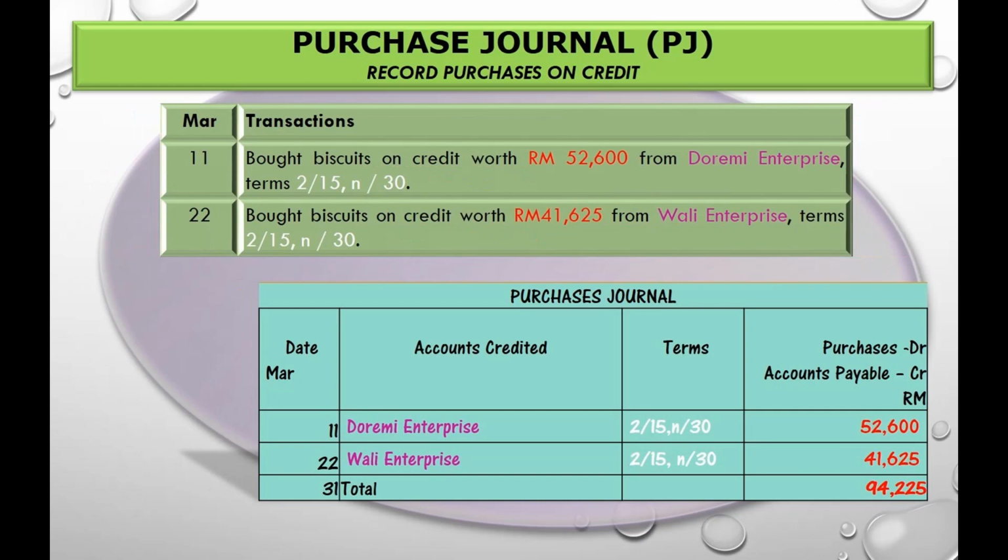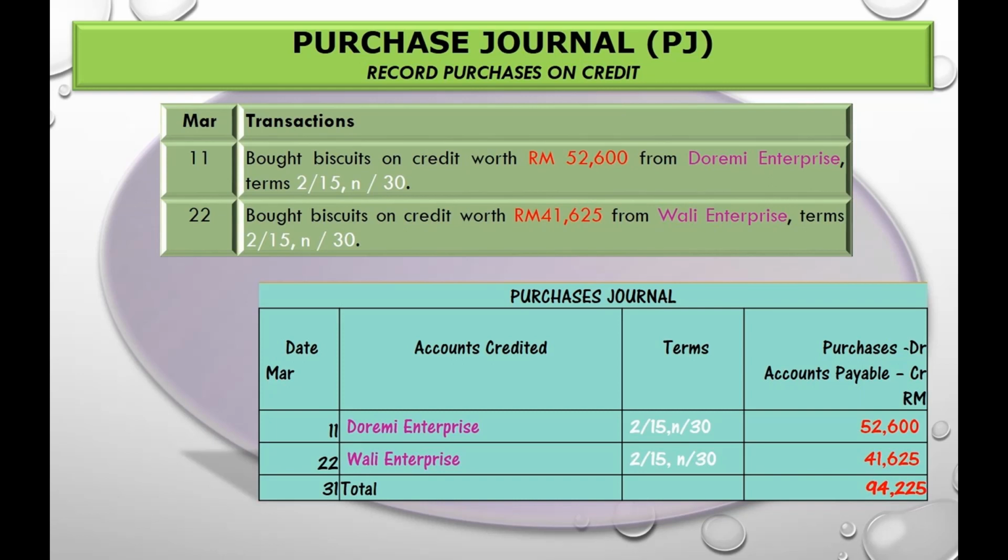Purchases journal. We use the example to create the answer. The questions give two transactions. On 11th March, bought biscuits on credit worth RM 52,600 from Doremi Enterprise, terms 2/15, N/30. On March 22nd, bought biscuits on credit worth RM 41,625 from Wally Enterprise, terms 2/15, N/30. All important information was highlighted with different colors.